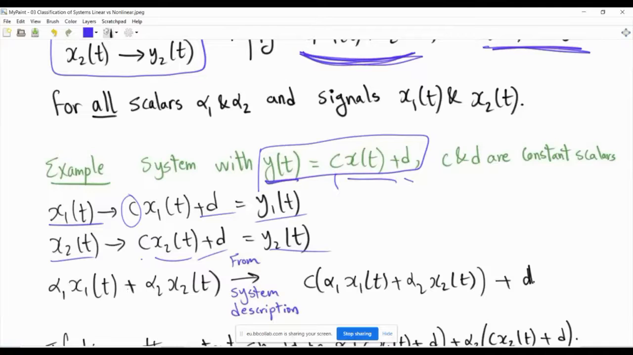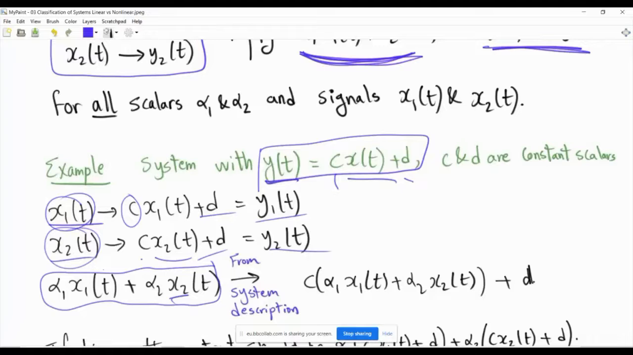So now the fundamental question that is relevant to determining whether the system is linear or not: what will the system do if now you give it this guy multiplied by some constant alpha 1 plus this guy multiplied by some constant alpha 2? So what if you give it this signal here? According to the system description, regardless of the input, this system takes whatever input, multiplies it by c, and then adds d.